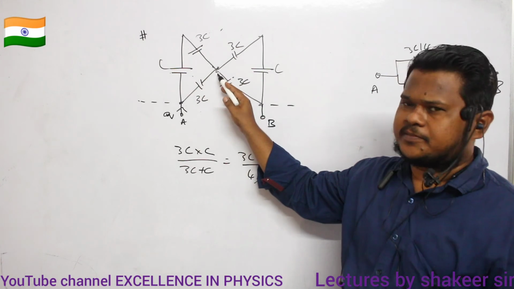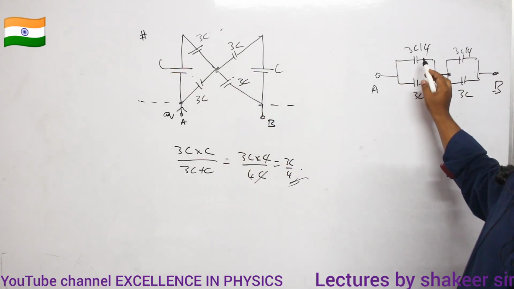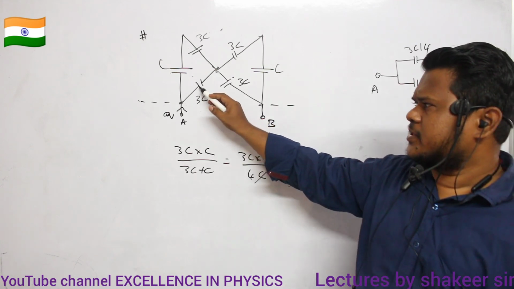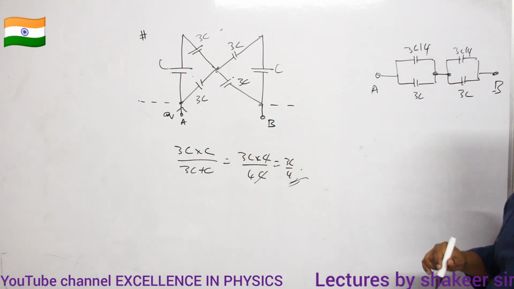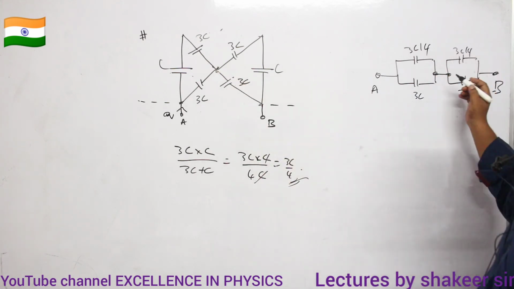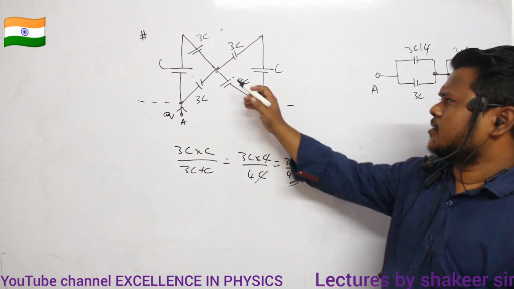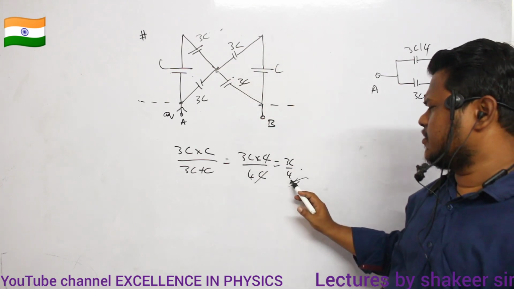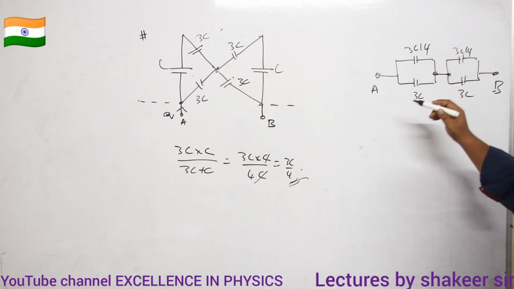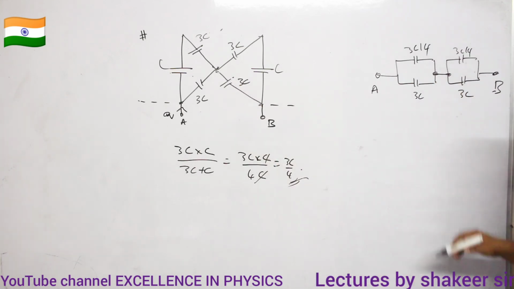C and 3C give 3C divided by 4. So this is my 3C divided by 4. To this 3C divided by 4, 3C is in parallel. And this is my equipotential point. This equipotential point I have just written separately, or you can join them also, no problem. Then again 3C divided by 4 is in parallel with 3C. Okay? Now just do this calculation.